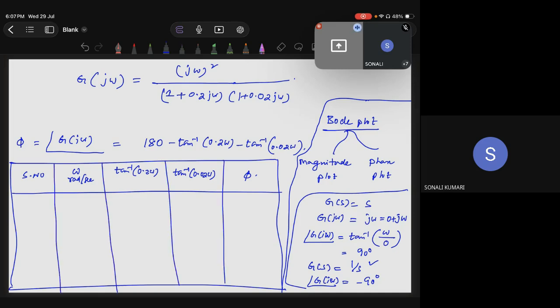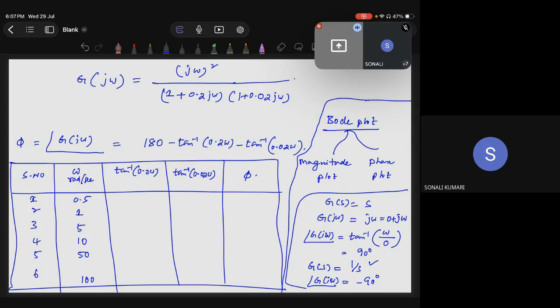So what are the things we have? We have omega L is 0.5. We have omega C1 is 5. Then omega C2 is 50. Then omega H is 100. Correct? In the middle, choose some other values also. Here I choose 1 and 10. So that's it. How many do we have? 1, 2, 3, 4, 5, 6.